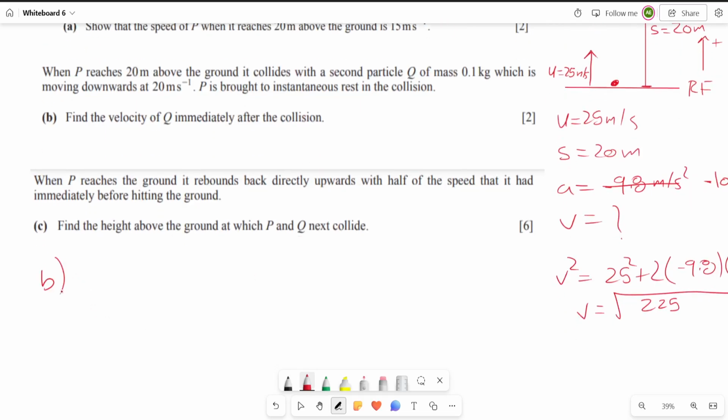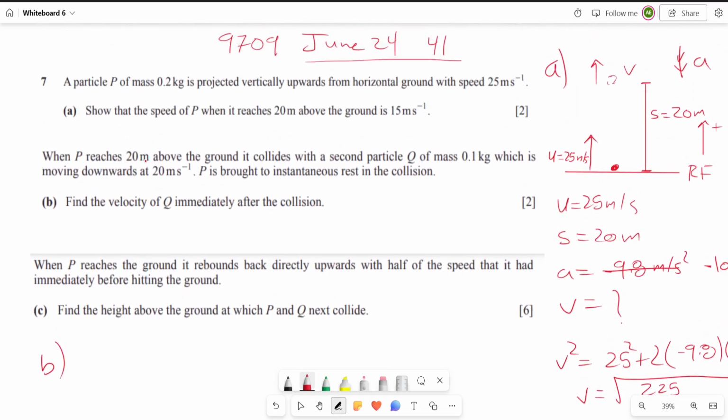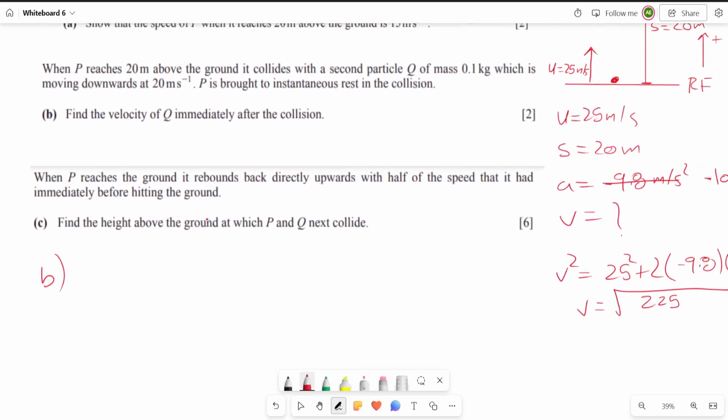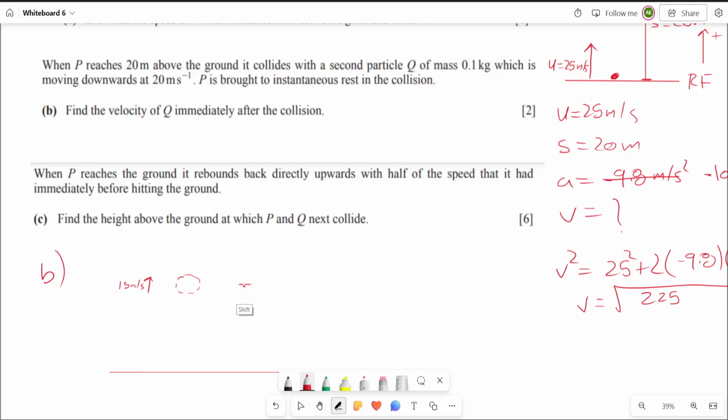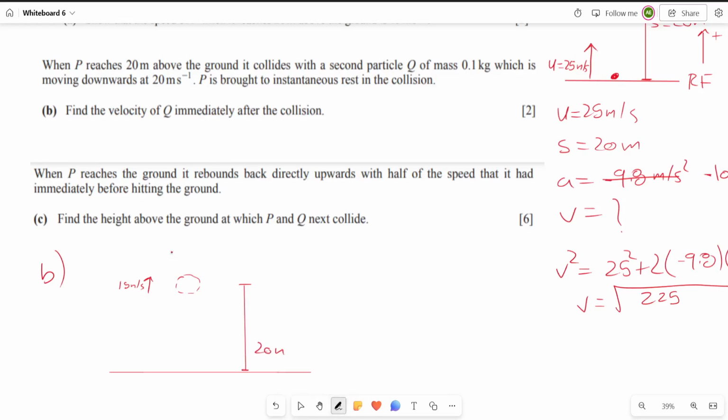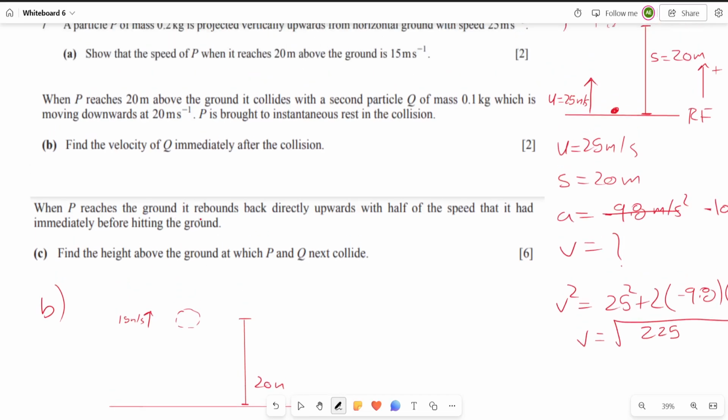Let's try and do part B. It says when P reaches 20 meters above the ground, it collides with a second particle of mass 0.1 kilogram, which is moving downwards at 20 meters per second. So let's see what's happening here. This is my horizontal ground. Now P is here, which I calculated was moving with a speed of 15 meters per second upward, and it was 20 meters above the ground. It says that when it reaches 20 meters above the ground, it collides with another particle.